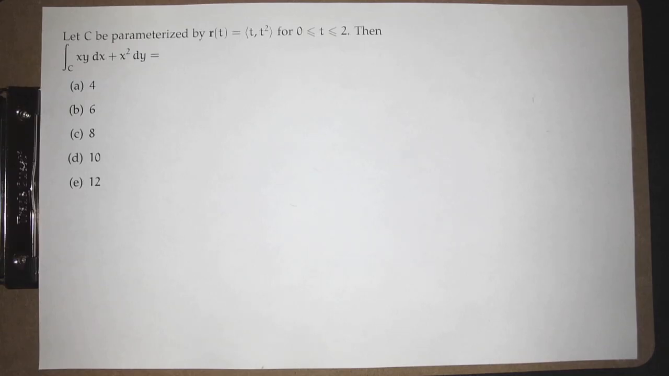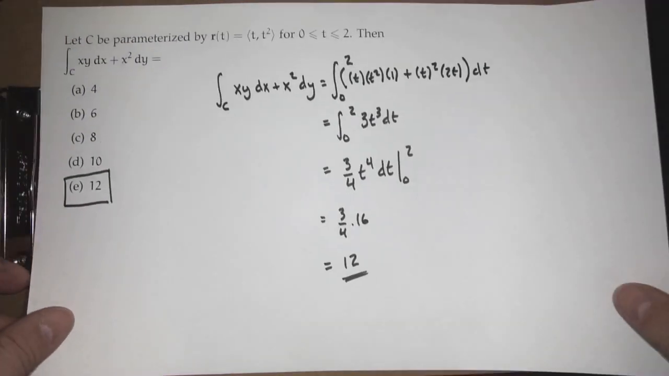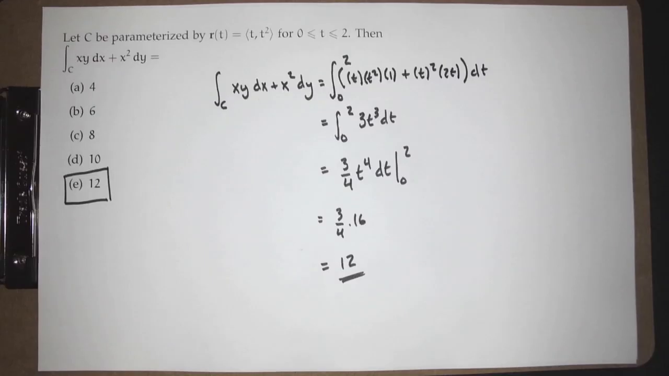Did anybody work it out? Did everybody work it out? E, 12. Good.